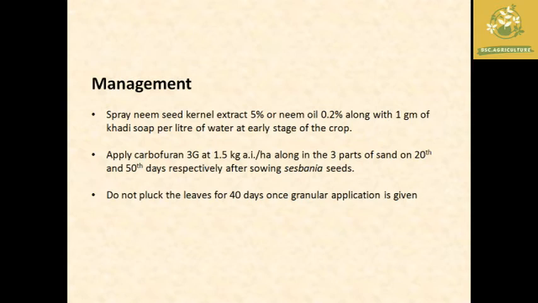But if the pest is still not controlled, we must go for the application of carbofuran 3G at 1.5 kilograms per hectare, along with 3 parts of sand, on the 20th and 50th day respectively after sowing Sesbania seeds, which is effective. After applying carbofuran, we must not pick the leaves for 40 days after the granular application. This must be followed so that the crop plant does not get dehydrated.